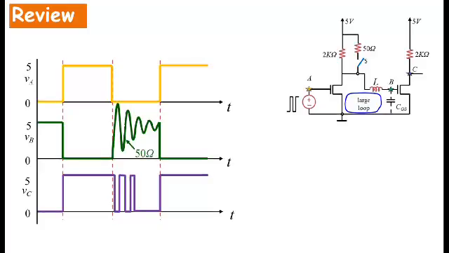Now, let me start with a quick review. In the last sequence, we did the example of a pair of inverters that looked like this. So this was node A, this was B, and this was C. And I showed you the following equivalent circuit for those inverters.